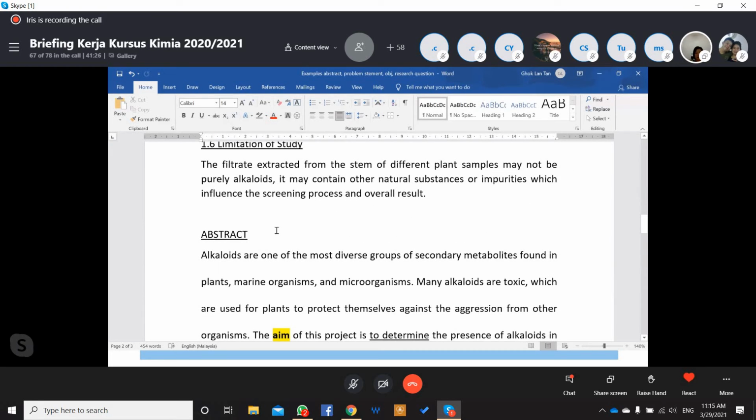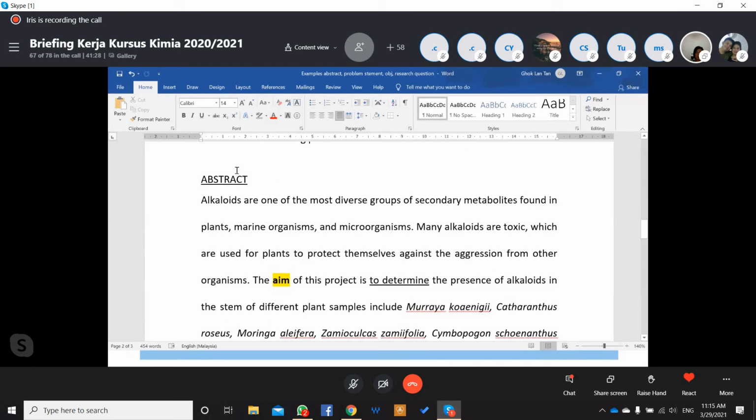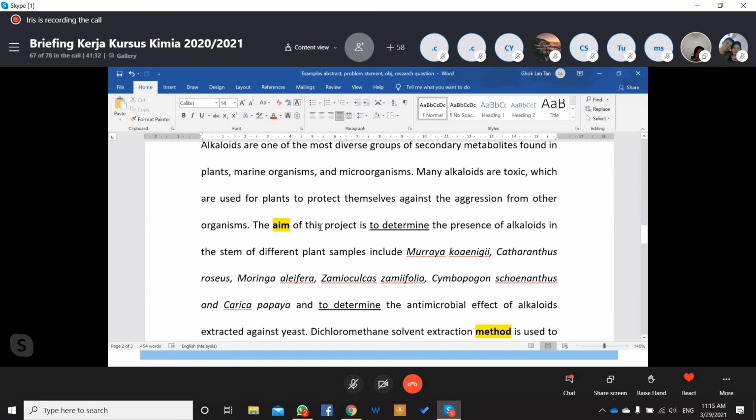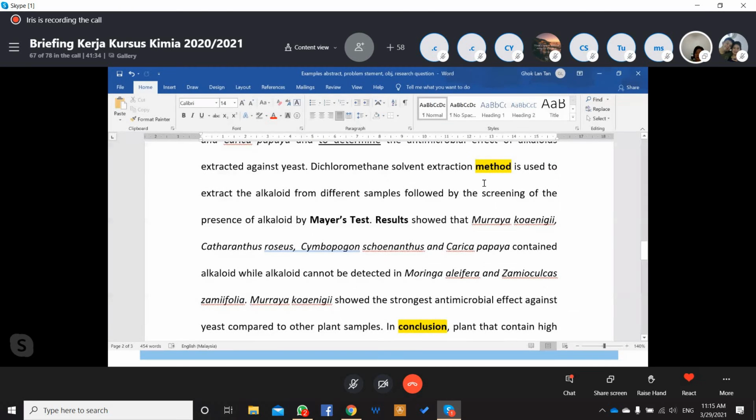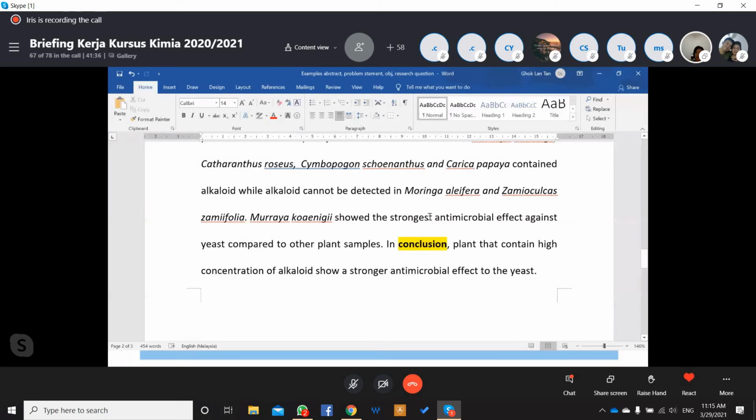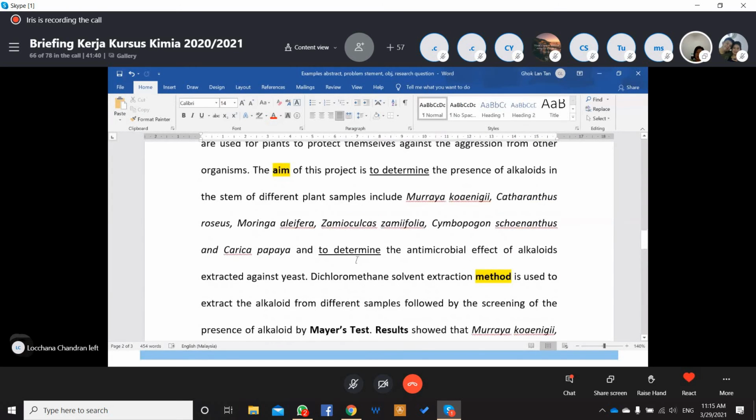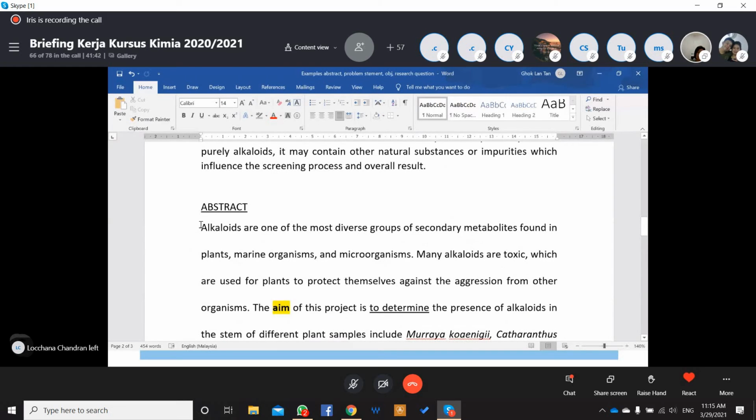Okay, so I also show the abstract. Just now I told you the abstract must have a bit of intro, the aim, the purpose of doing it, the method you use, and finally a result or conclusion. Must have these things. And it has no indentation. Indentation means no paragraph. Straight away you start at the most left. So you write alkaloid, blah, blah, blah. This one is the intro. Very simple intro. Don't make it long.